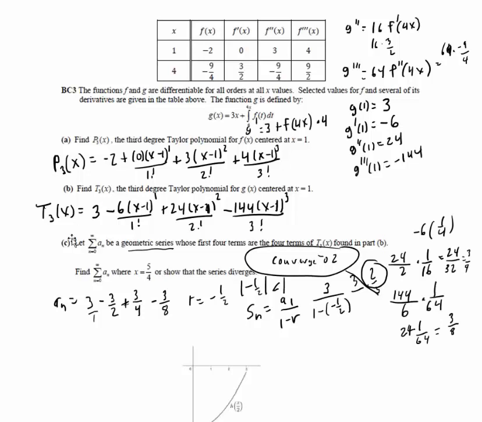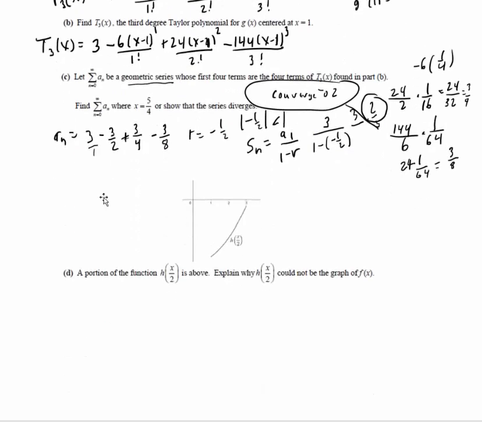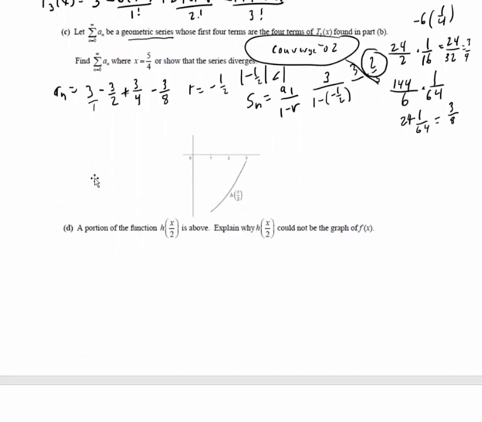All right, next we're going to look at a graph here. A portion of the function h of x over 2 is shown above. Explain why h of x over 2 could not be the graph of f of x. Well, there's a couple of things I should notice about this graph. One is this graph is increasing, which would be a first derivative test. And it also looks like this is concave up, which is a second derivative test. So I need to look at both of those things.